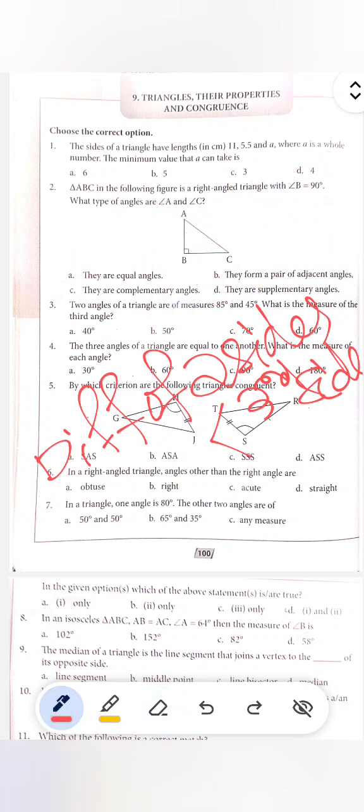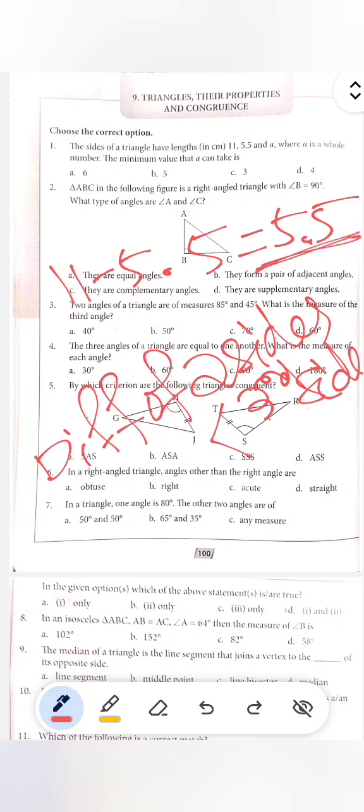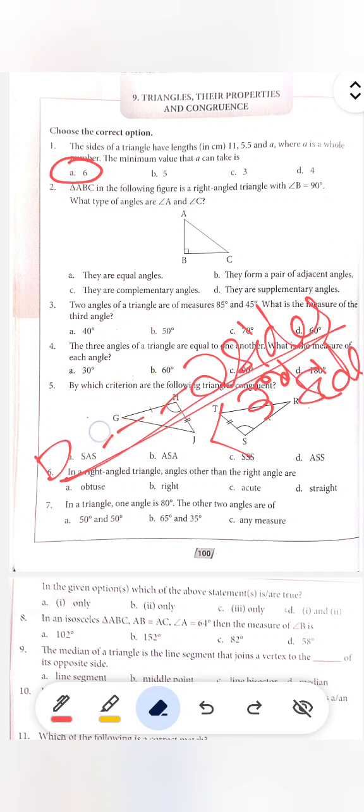The sum gives the maximum value. So how do we find the minimum value? Two sides are already given, 11 and 5.5. Let's subtract them: 11 minus 5.5 is 5.5. So the third side should be greater than 5.5. Obviously, the option is A, that is 6, which is greater than 5.5.